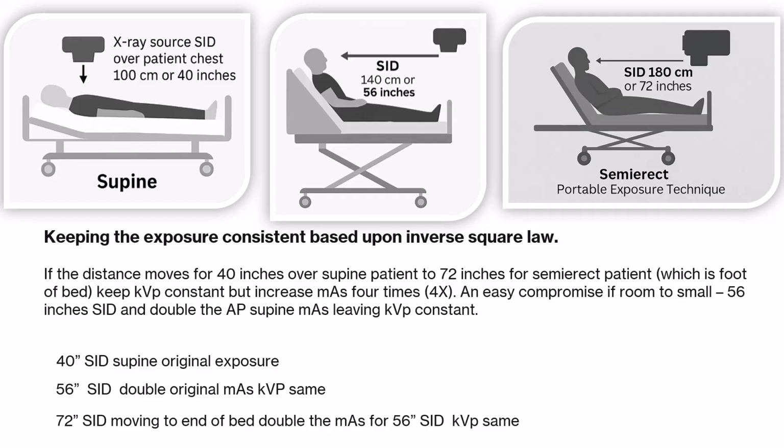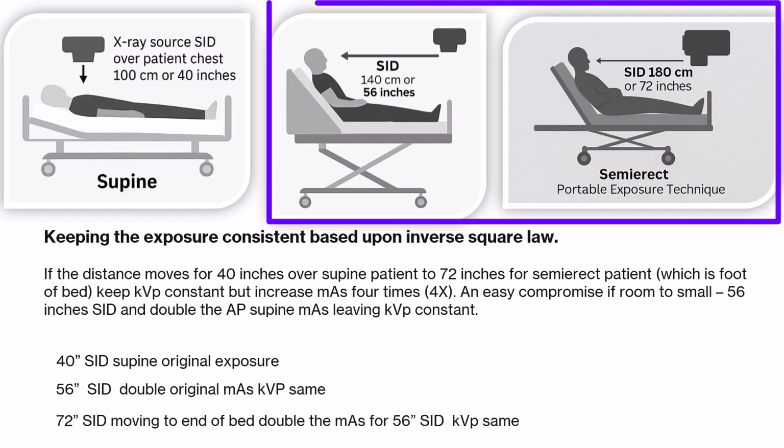So an easy way to remember this is just by looking at the bed or the gurney that the patient's on. If the patient is supine, it's easy to put it at 40 inches. Now, if they're semi-erect, we have a midpoint. We can measure to the patient from 56 inches and closer because it's often hard to get the exposure source at the foot of the bed. At 56 inches, we'd simply double the mass and keep the KVP the same.